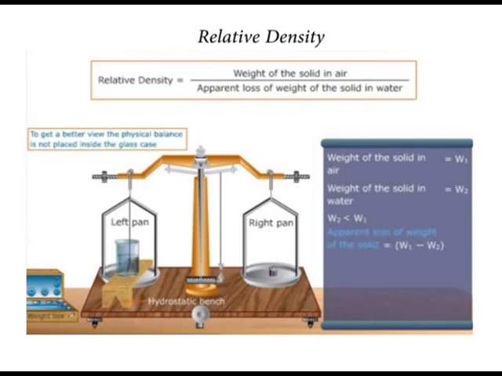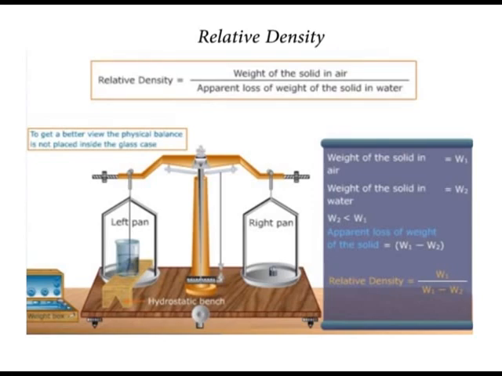Find the apparent weight loss of the solid. Calculate the relative density of the solid from the formula. Relative density is equal to V1 over V1 minus V2, which is equal to the weight of the solid in air over the apparent weight loss in water.